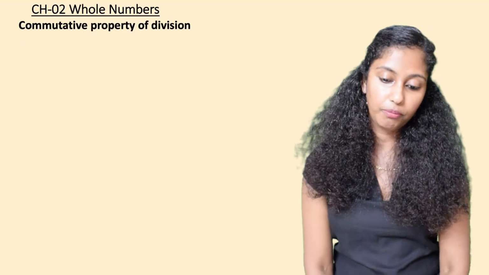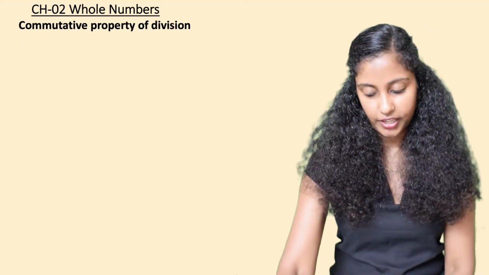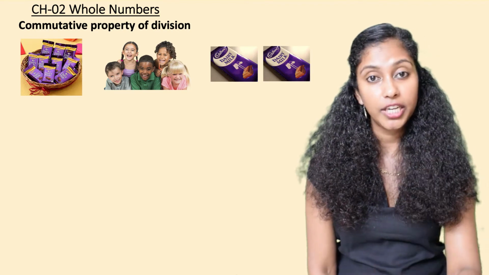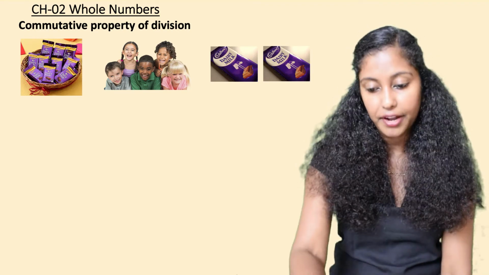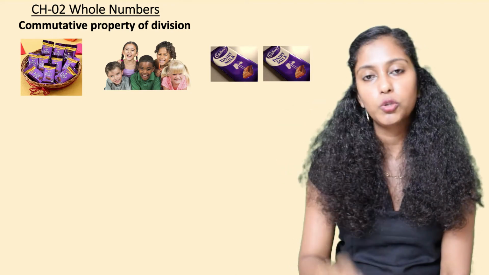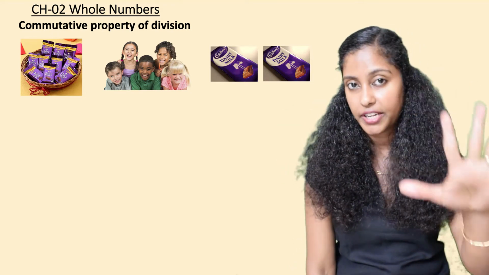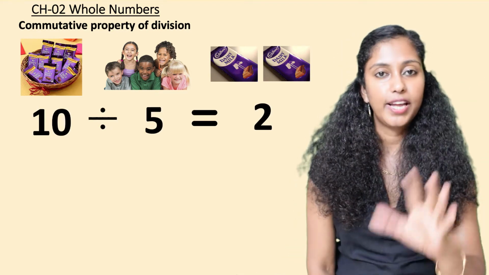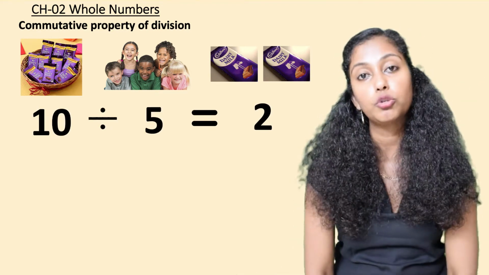And then we also check the same commutativity property for division. Let us check. Here we see there is a basket having 10 dairy milk chocolates and there are 5 kids. If those 10 dairy milks are to be distributed equally among all the 5 kids, then each kid will get 2. So this can be shown as 10 divided by 5 is equal to 2.